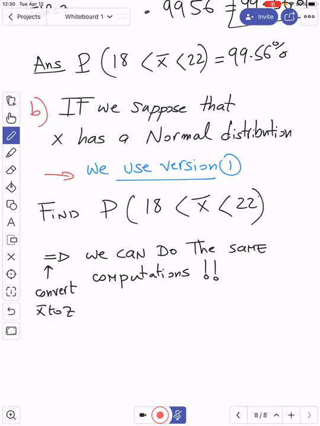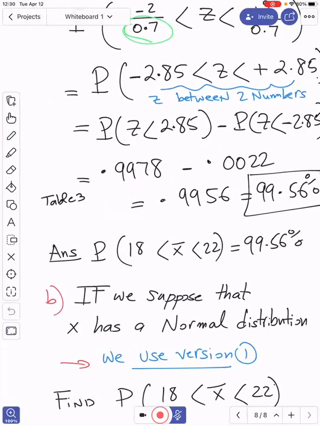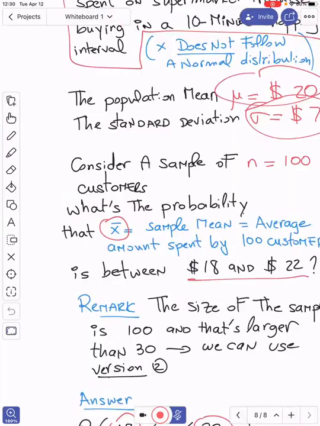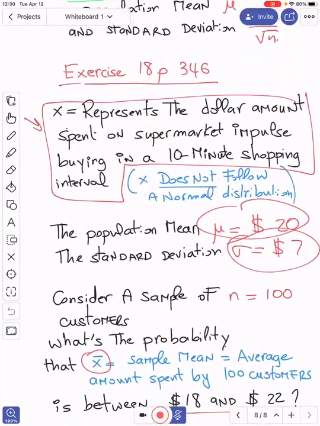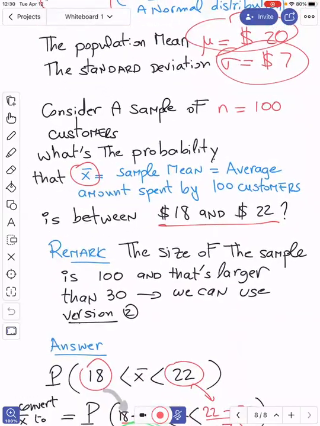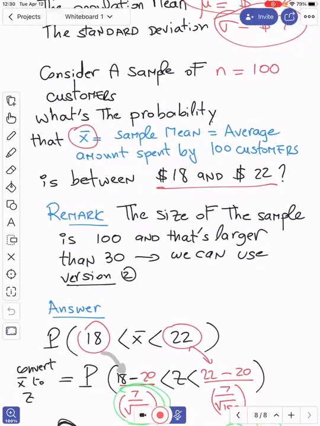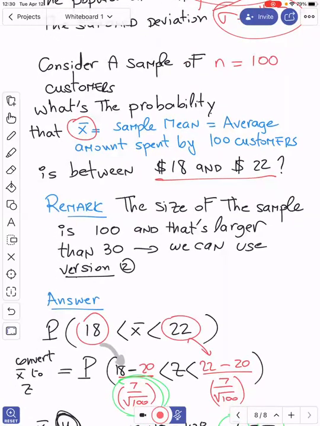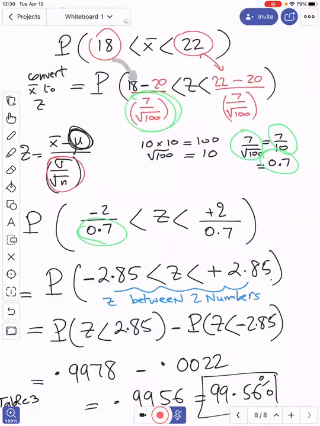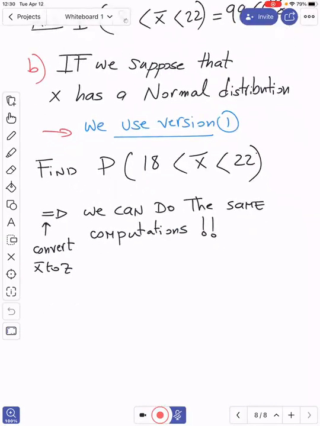So there's no real difference between the two versions, except that in version 2 there's this restriction on the size of the sample. That's basically the difference between version 1 and version 2: when X follows the normal distribution and when X doesn't follow the normal distribution. The only difference is that in version 2, when X doesn't follow a normal distribution, there is a restriction on the size of the sample, right? But the computations are just the same.